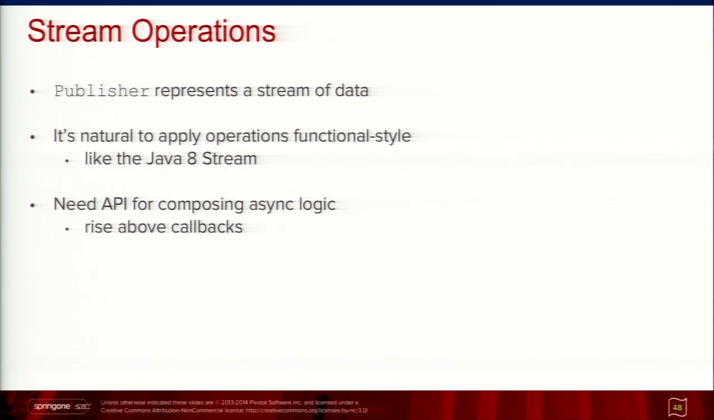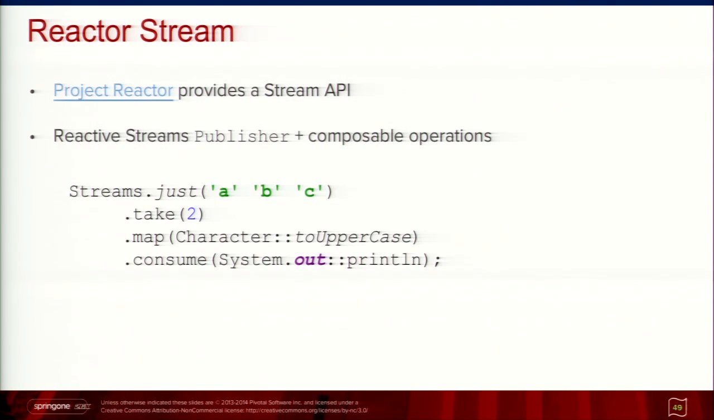Essentially, a publisher represents a stream of data, and you want to be able to apply some kind of operations on the data in functional style. If you're familiar with the Java 8 streams, that's roughly what we're talking about. That's the kind of API that can put you a level above the callback. So you're not physically subscribing to a publisher and then passing the data on to some other subscriber if you're in the middle of a chain. Right, so that's where we need something to provide us with these kinds of operators.